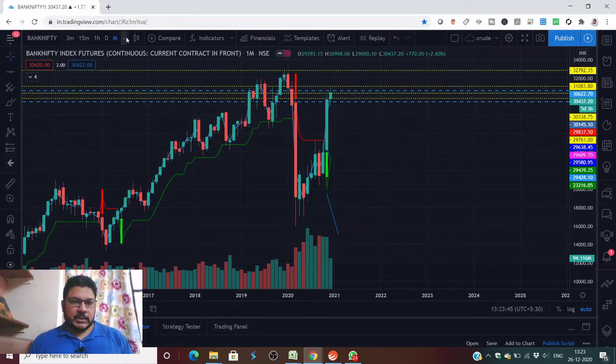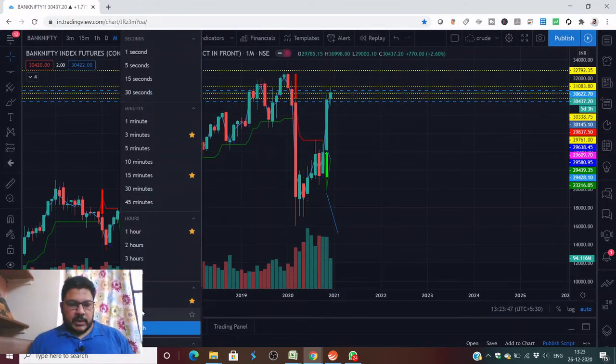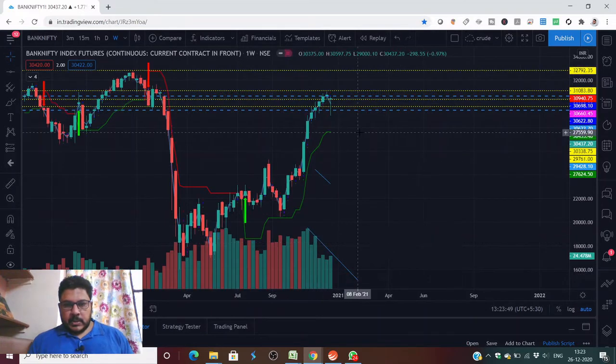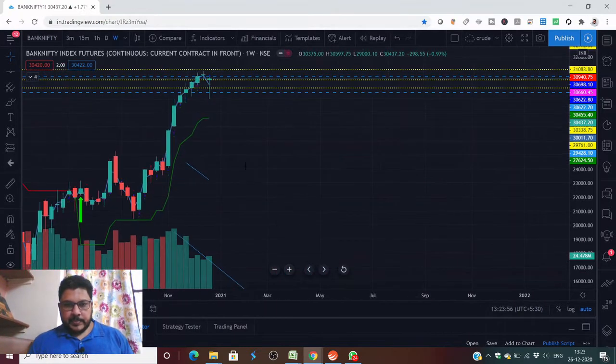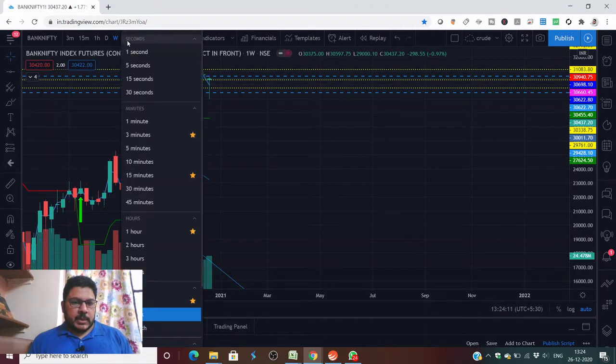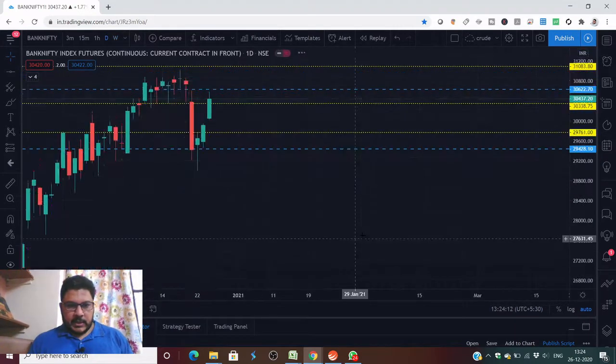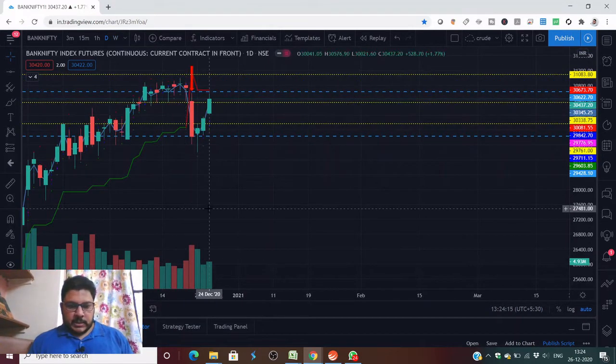So let's analyze this on a weekly time frame. On the weekly time frame, we have seen this was a complete red candle here. This was a red candle completely, but at the end of the day the candle became green because there was a lot of buying which came during the end of the day. So let's see how it was on a daily time frame so that you can understand this.